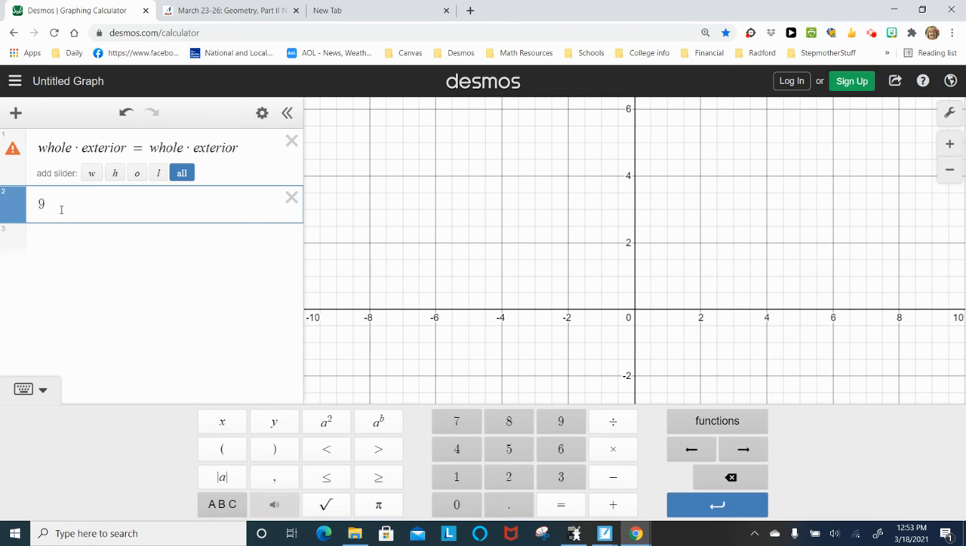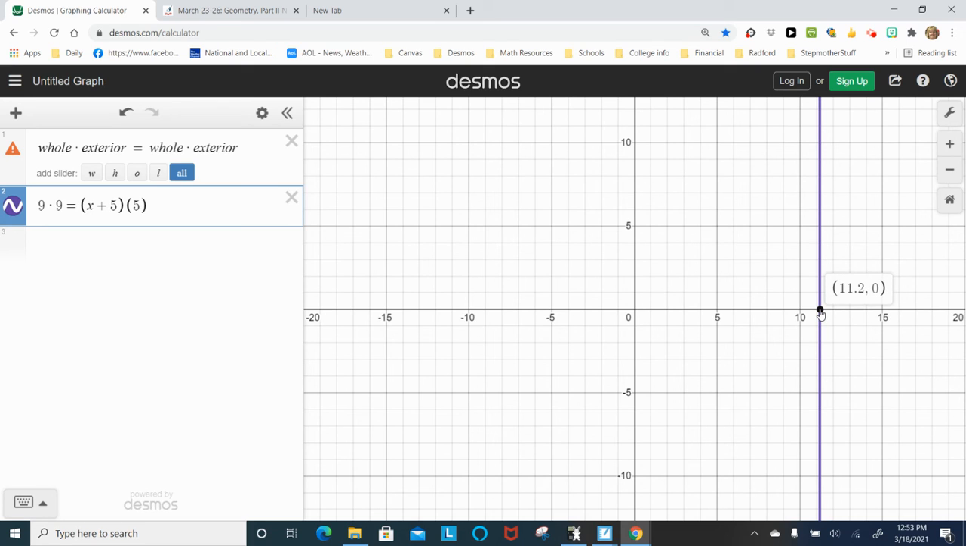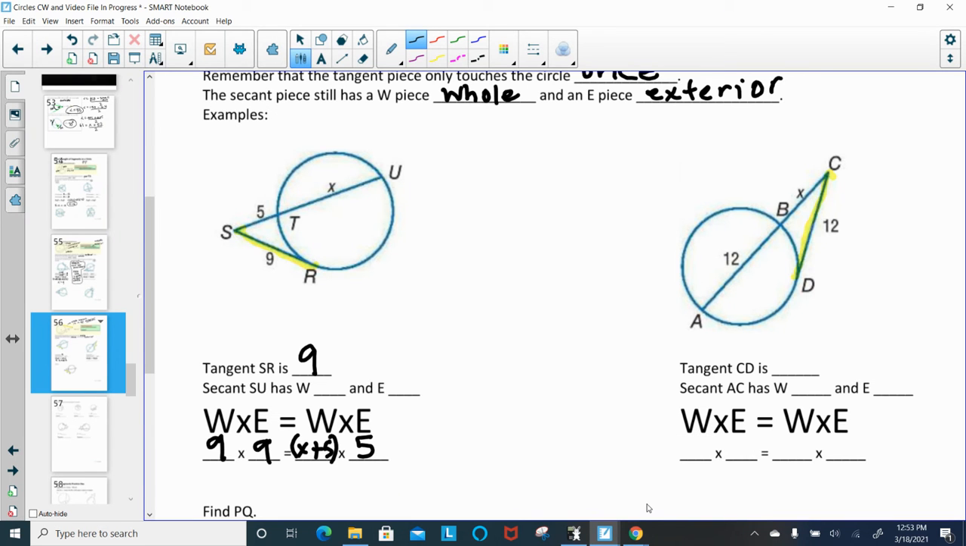nine, and you can use parentheses here or not, but with the tangent, it's not as big a deal. But if you're in the habit of using the parentheses, go ahead and use them. There we go. And actually, I do not see my graph, so let me zoom. Oh, there we go. Let me zoom out, and I get 11.2. 11.2 is my x, right here. Let me write these in real quick.